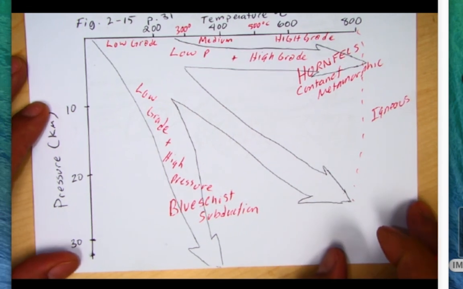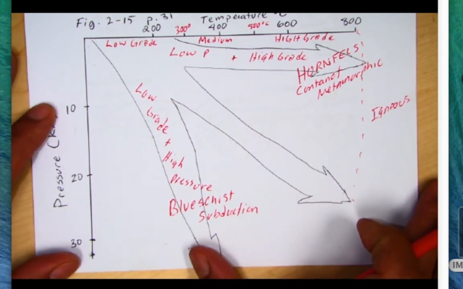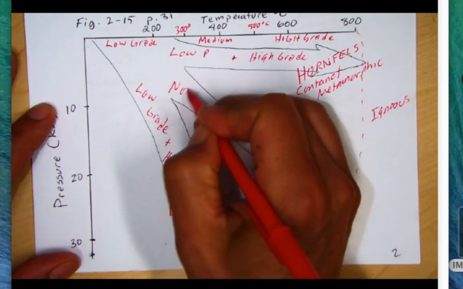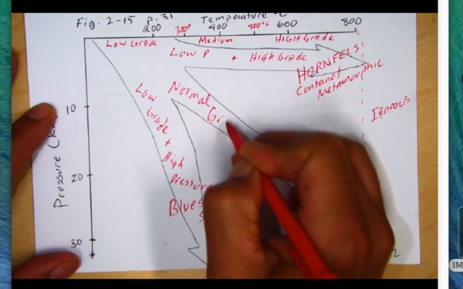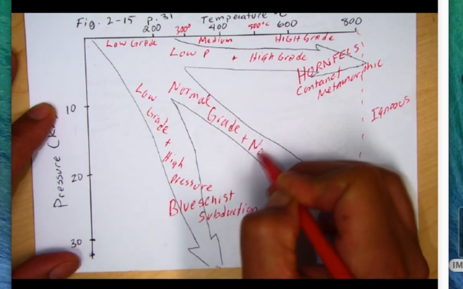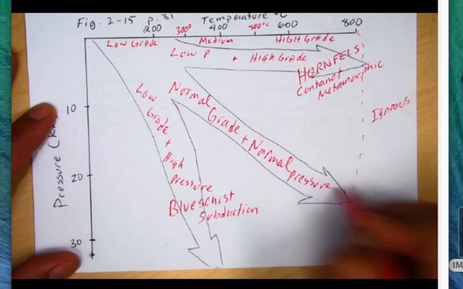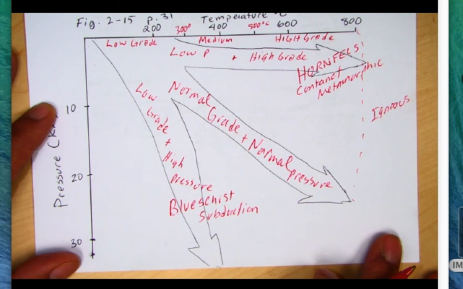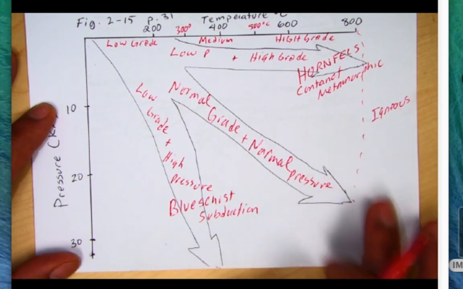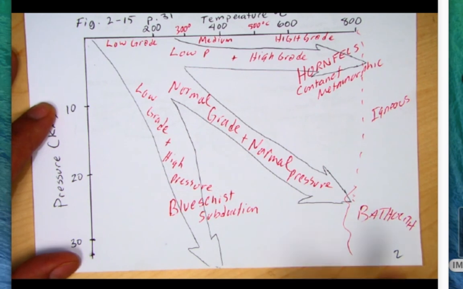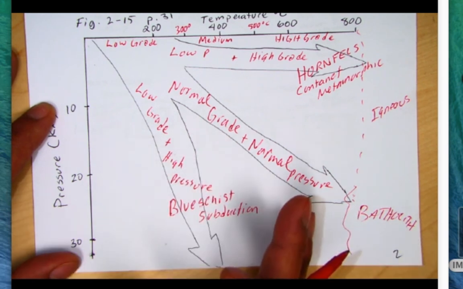And then as we go over here to this normal grade, normal pressure, that's what we call this middle one. In fact, let's just call it normal grade and normal pressure. And it's more of a gradual change. You're getting closer, more proximal to that heat source, which may be a batholith over here. In fact, the igneous rock over here. So we can put the batholith over here. And that would be where our heat source is coming from. And so the closer you get, the higher the grade.